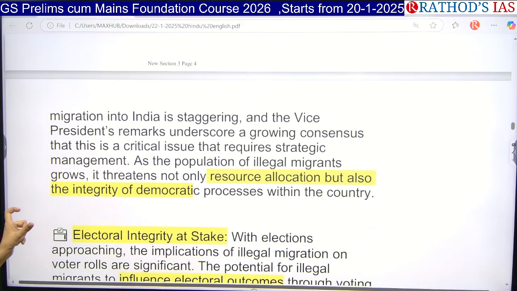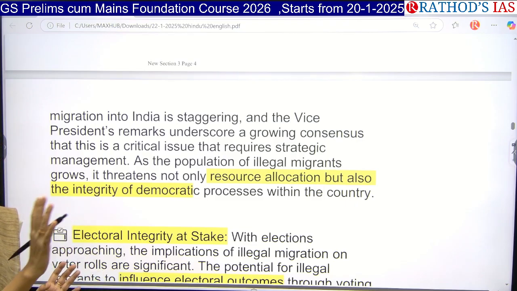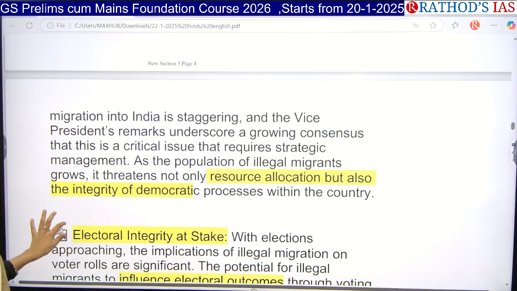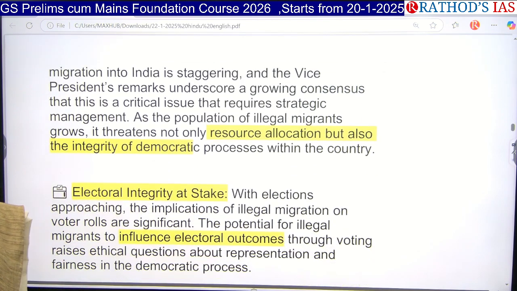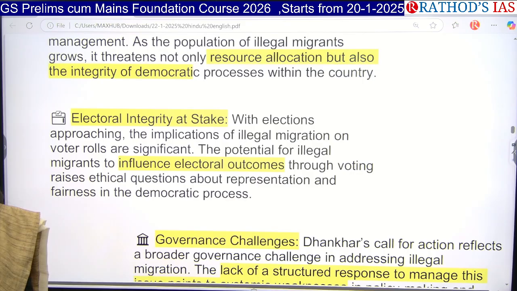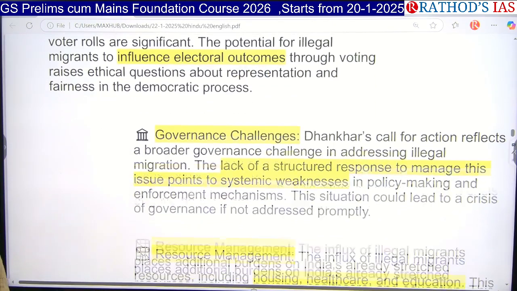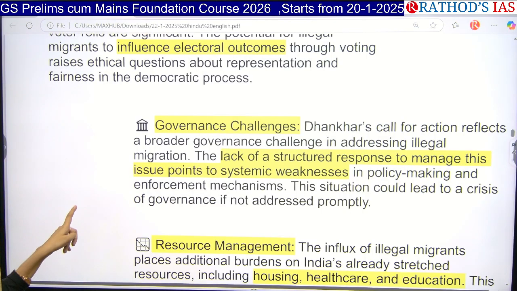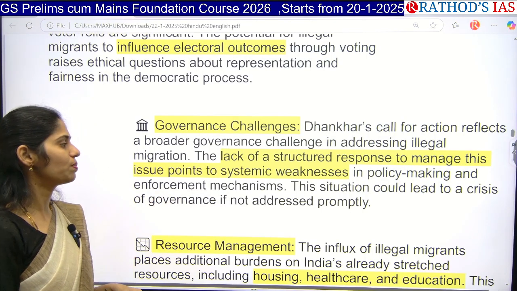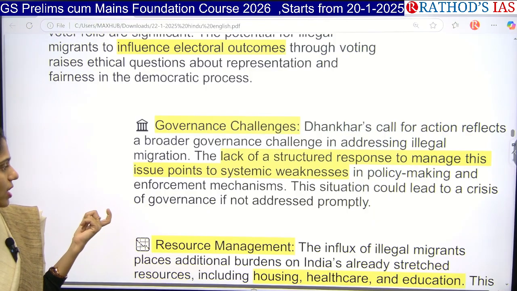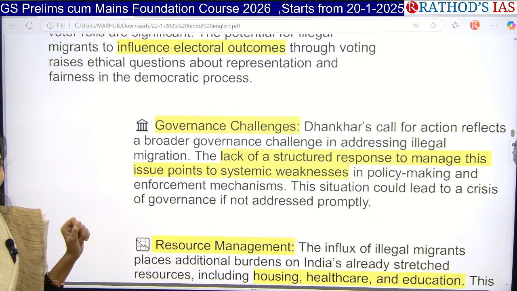Because of these illegal migrants, as they grow, resource allocation to those people will cause a financial burden on the government, and on the other side it will also impact the integrity of the democratic process. Even illegal migrants are influencing electoral outcomes through voting, which raises ethical questions about representation and fairness in our democratic process. There are also lots of governance challenges we are going to face because of these illegal migrants, that is, the lack of a structural response and systemic weakness in our policy making and enforcement mechanism. All these are the issues.